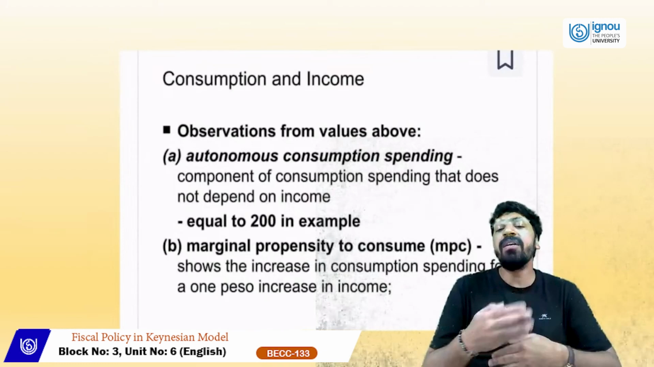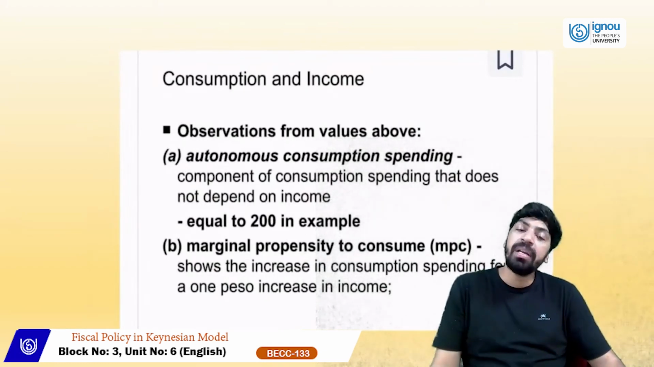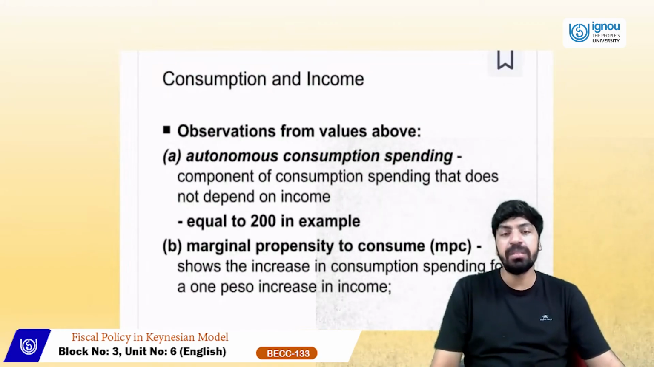That means when you add additional units to your income and your change in consumption also increases, then when there is a change in both these terms, it refers to the marginal propensity to consume. So if your income increases by an additional 1 rupee, your consumption spending will also increase by additional units, and that's called marginal propensity to consume.